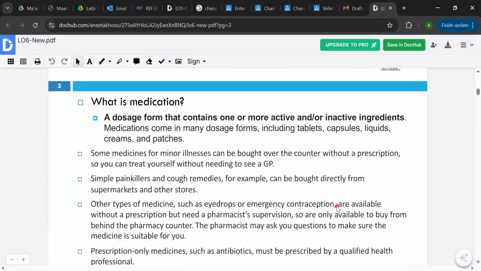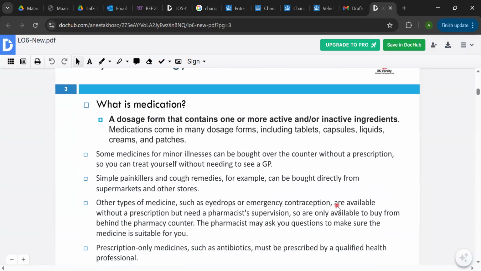What is medication? It is a dosage form that contains one or more active or inactive ingredients.